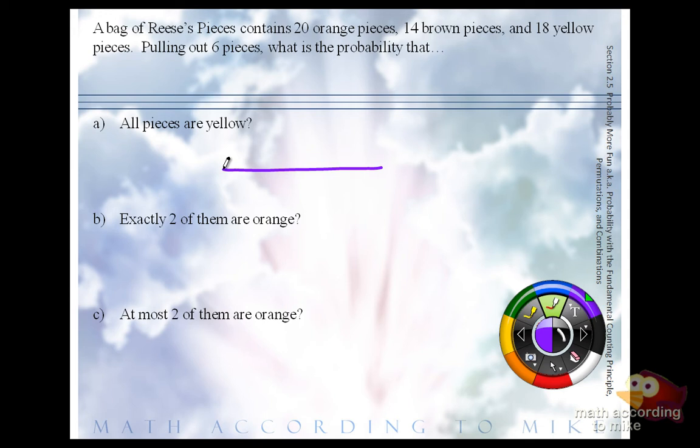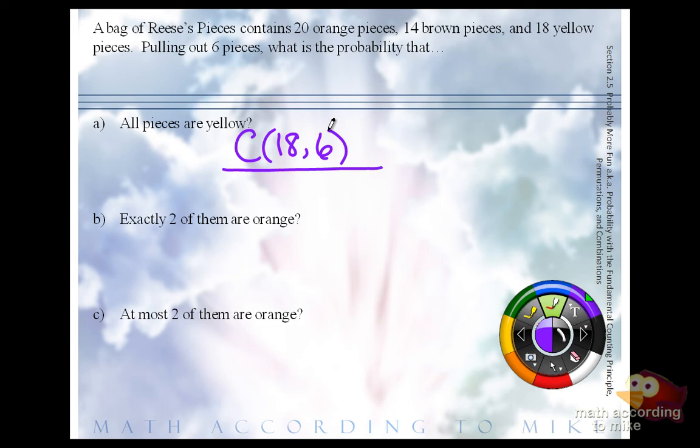So start off with the number of ways to get 6 pieces that are yellow. Okay, so let's do this now. How many total yellow pieces are there? Excuse me, 18. Out of those 18, how many do we want? 6. So you would say a combination. Why is it a combination? Distinct objects. Even though they're all yellow, we can still consider them distinct. So the numerator, again, in English means the number of ways to get 6 yellow pieces.